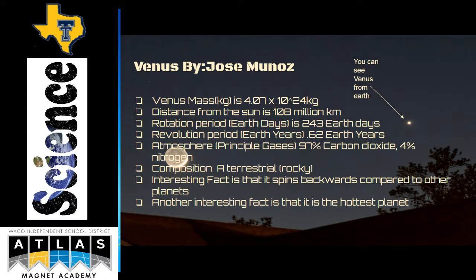Atmosphere, principal gases: 97% carbon dioxide, 4% nitrogen. Composition: a terrestrial, rocky planet. Interesting fact, it spins backwards compared to other planets. Another interesting fact is that it's the hottest planet in the solar system.